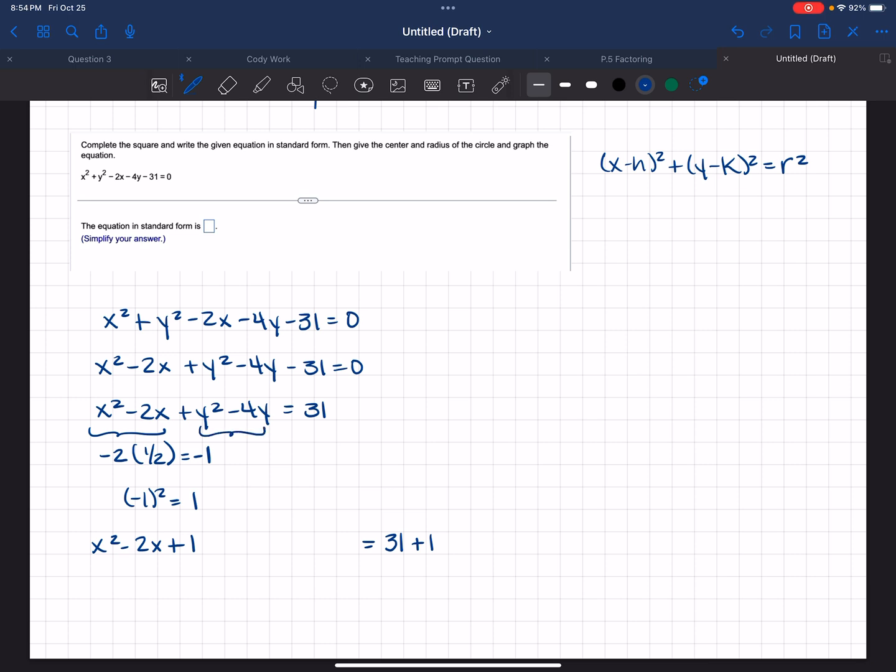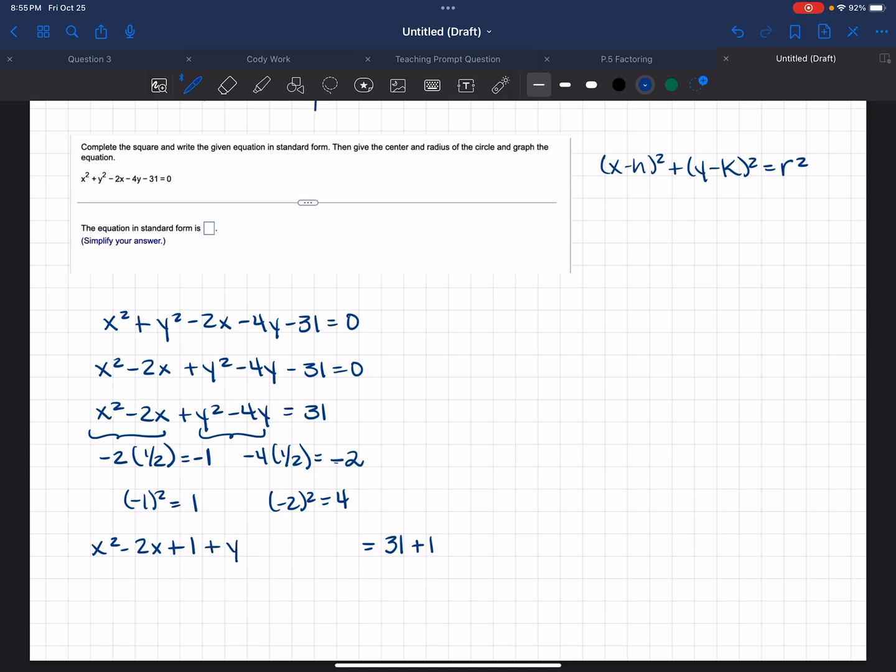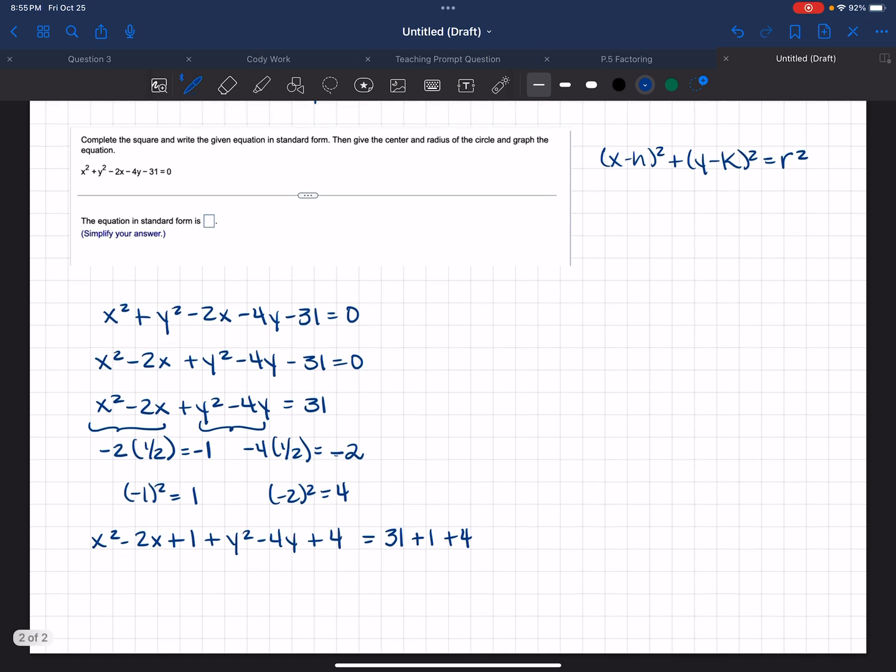Now I'm going to complete the square with the y squared minus 4y. So I'm going to take that negative 4, multiply it times a half, that'll give me negative 2. I'm going to say negative 2 squared, and that'll give me a positive 4. So now I have plus y squared minus 4y plus 4 equals 31 plus 1 plus 4. Because remember, what we do to the left-hand side, we do to the right-hand side.